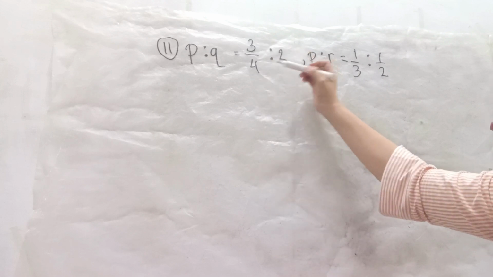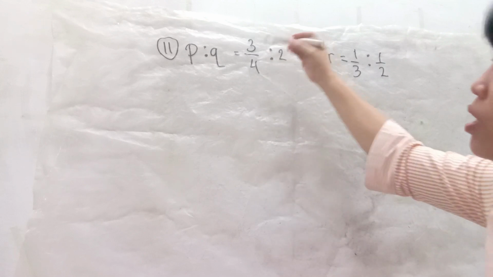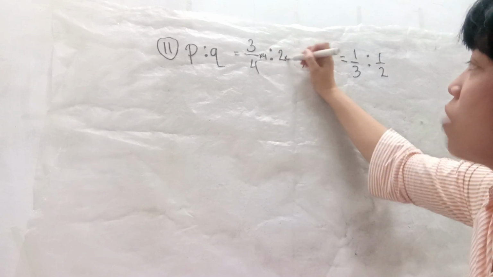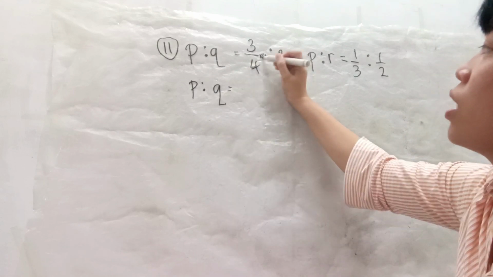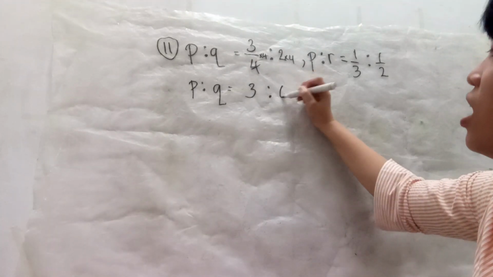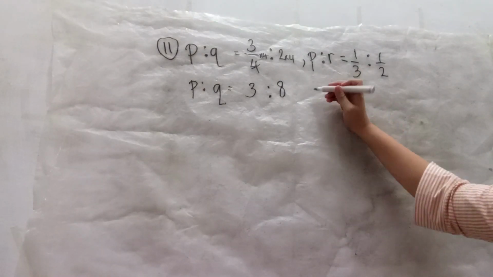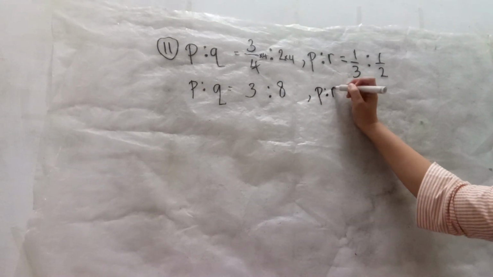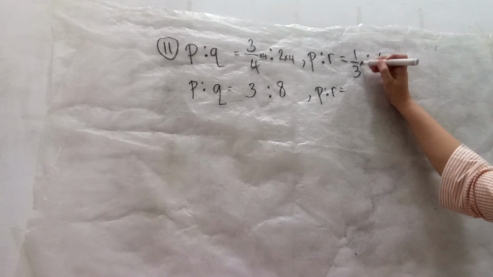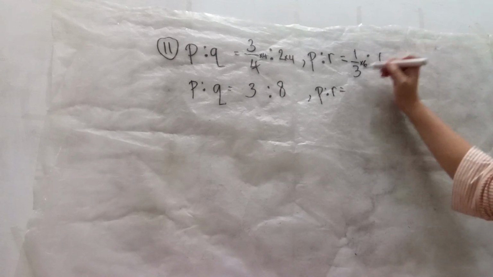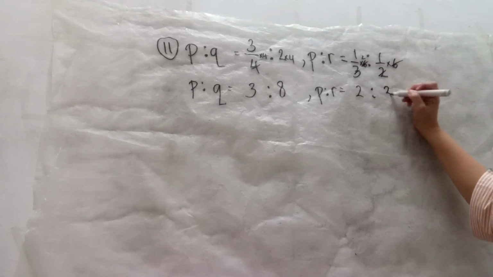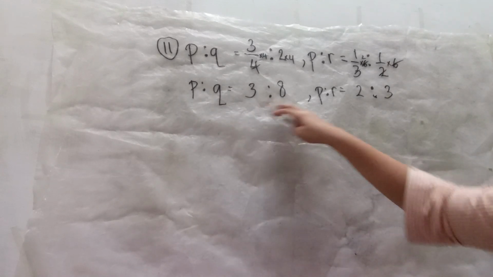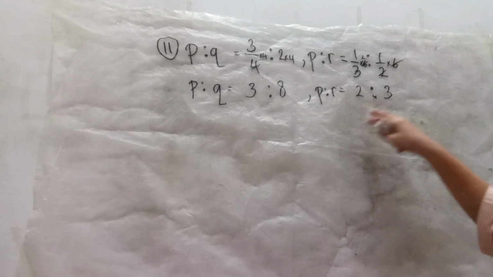3 over 4 and 2. To make it become a whole number, let's times this by 4. So P to Q will become 3 to 8. And then now P to R, here 3 and 2. So let's times it by 6. So here 2, 2, 3. Now we have P to Q 3 to 8, P to R equal to 2 to 3.